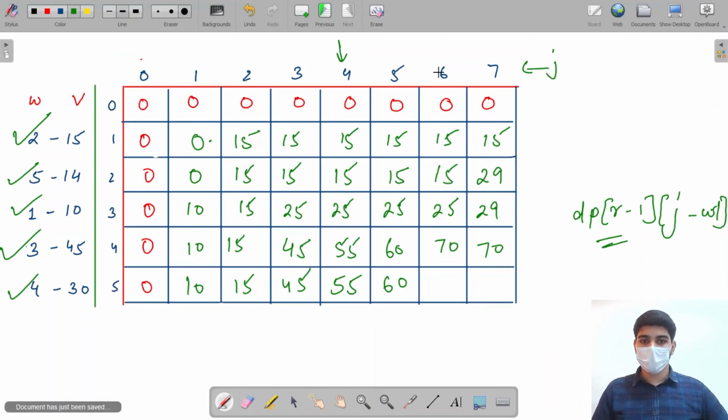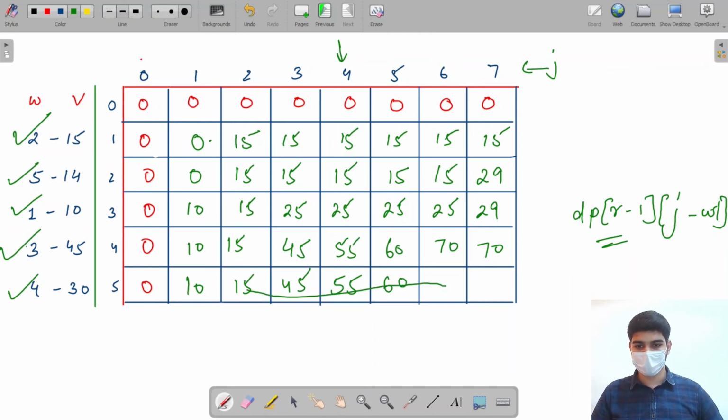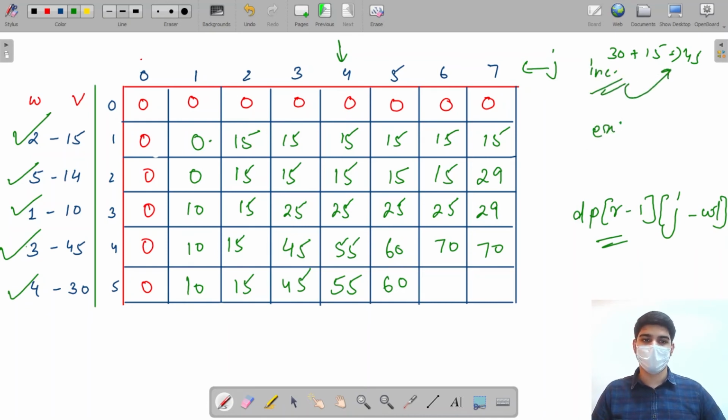Okay. For value 6, what should we do now? For value 6, if we do 6 minus 4, we go to this point, right? Okay, so 6 minus 4 lands us at this point, which is 30 plus 15. 30 plus 15 gives us 45, right? So if I include myself, I would get 45. But if I exclude myself, I'm getting 70. That means I should exclude myself and let the rest of the items fill the bag.